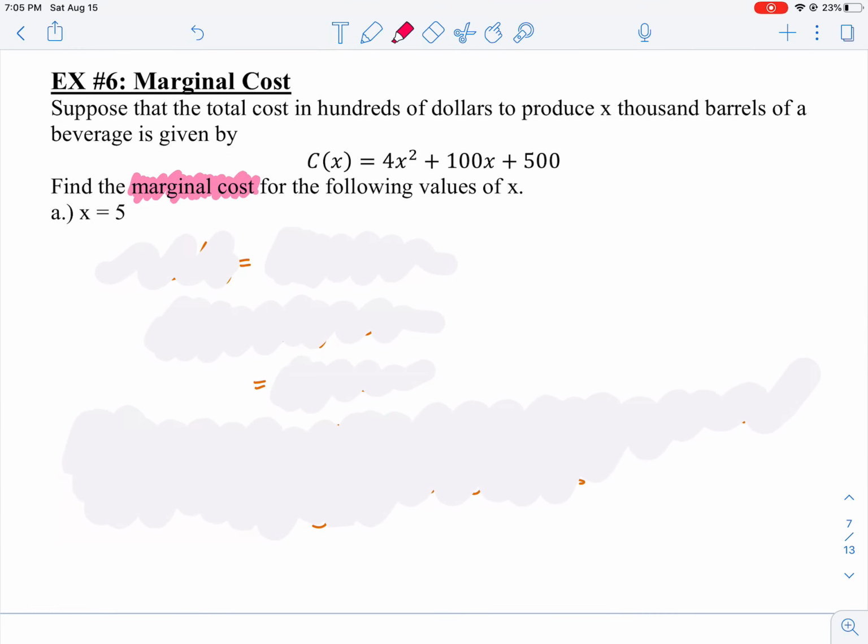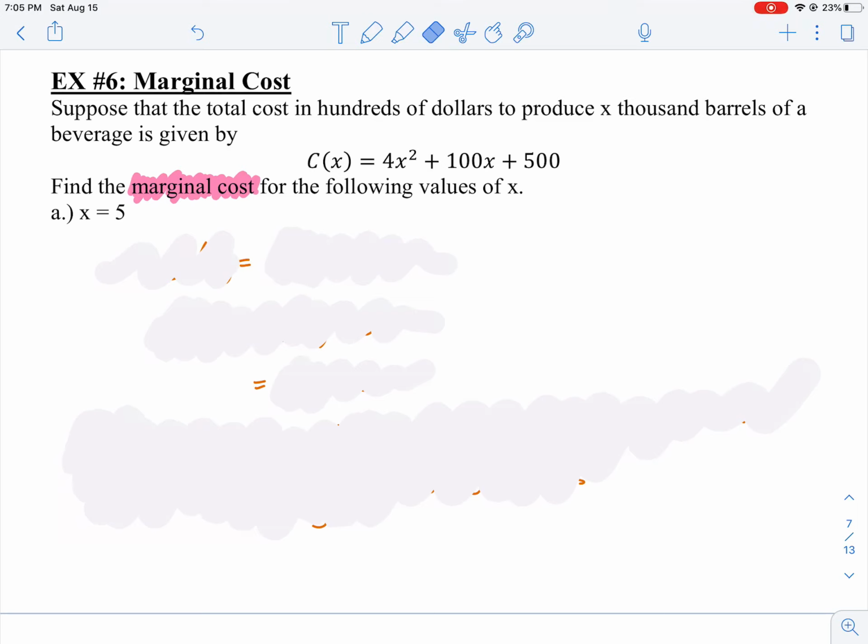So it says here, suppose that the total cost in hundreds of dollars to produce x thousand barrels of a beverage is given by this equation. So x is thousands of barrels produced, and C of x is the cost in hundreds of dollars to produce it. Right? And then it asks us to find the marginal cost. Well, as soon as I hear that word marginal, I know that it's talking about the rate of change in cost or the derivative of cost. So we want to know what the marginal cost is when x is 5. Really what that means is we're producing 5,000 barrels. How much is our cost changing at that moment when we produce 5,000 barrels of whatever this beverage is?